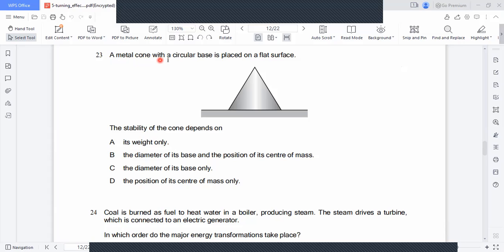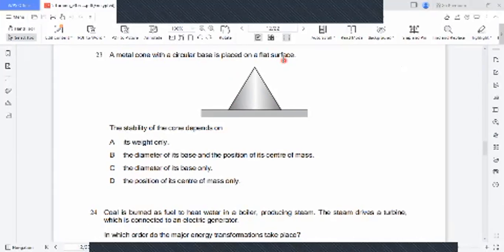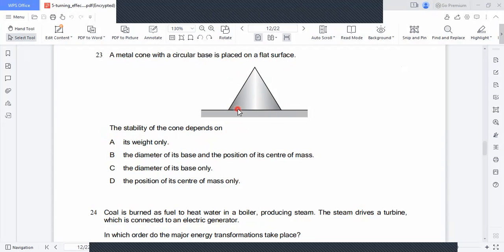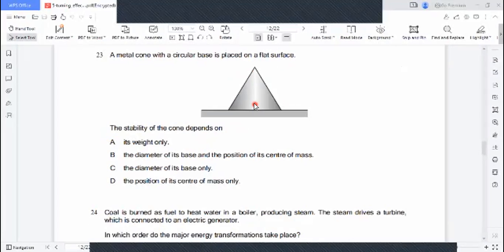A metal cone with a circular base is placed on a flat surface. The stability of the cone depends on, as we know, the position of the center of mass and the base area. The larger the base area and the lower the center of mass, suppose the center of mass is here, it would be more stable.